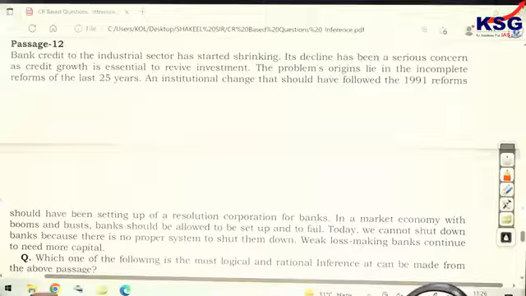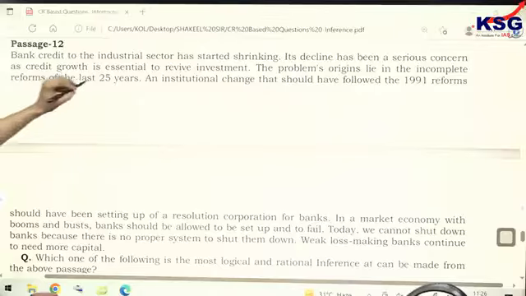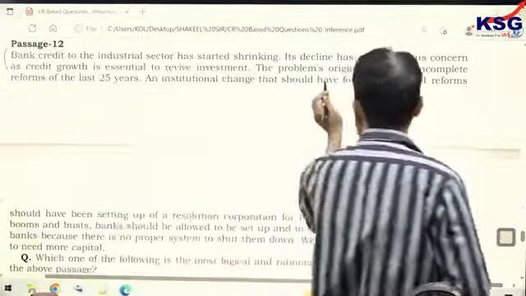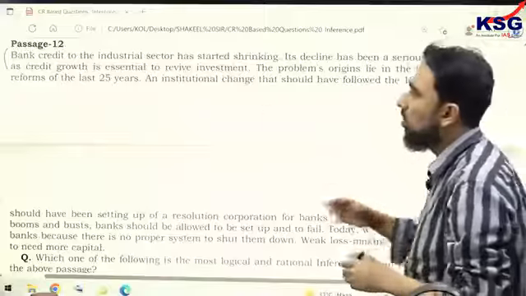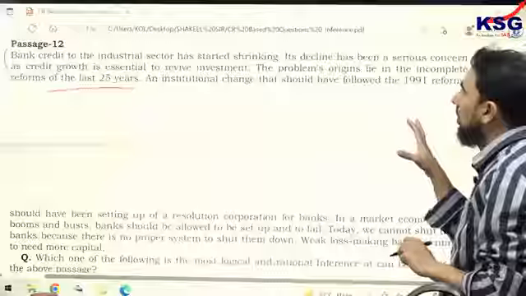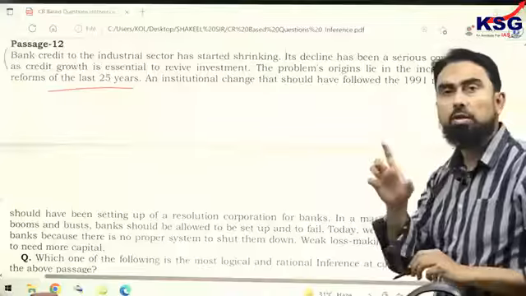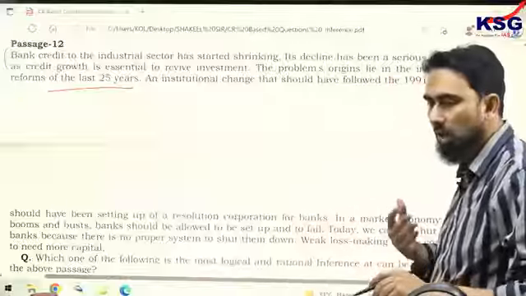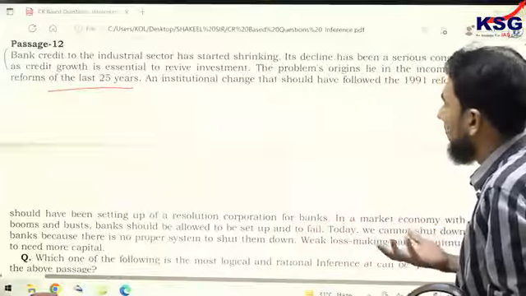Credit to the industrial sector has started shrinking, and its decline has been a serious concern as credit growth is essential to revive investment. Yes. This passage starts with the generalization, and this is not the topic, but he introduces the topic with where is the origin of the problem. The problem's origin lies in the incomplete reforms of the last 25 years, right? And institutional change, incomplete reforms, but it is not saying that reforms have not helped India. Please be careful that reforms have not given any positive effect.